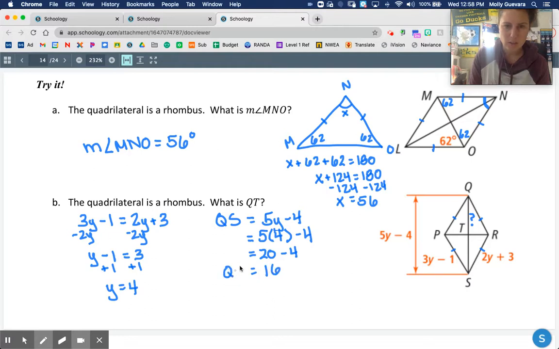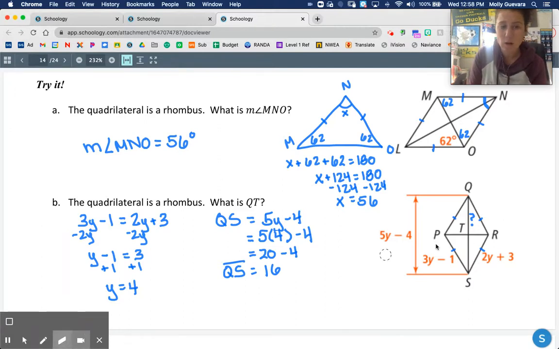So QS is 16. But that's not what it's asking me to find. It wants the half of that, right? The whole thing is 16, then half of it is 8. Remember that in a parallelogram, the diagonals are split in half. So if the whole thing is 16, then half of it, QT, is 8 units.